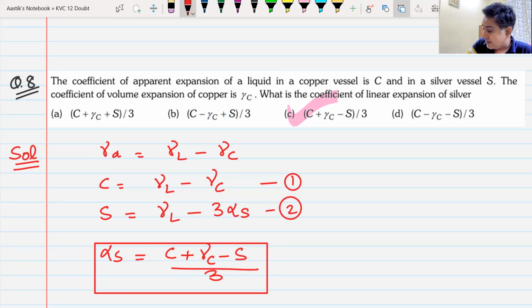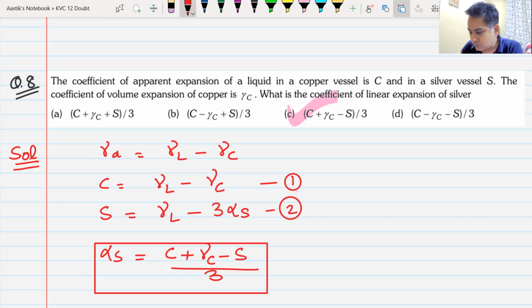Well done. That finishes this apparent expansion part, and one part is remaining. So let us first finish that one, and that is known as the effect of temperature on buoyancy. Do you know what is buoyancy? Just tell me. Do you know what is buoyancy? That is the last part of the topic. Effect of temperature on buoyancy.